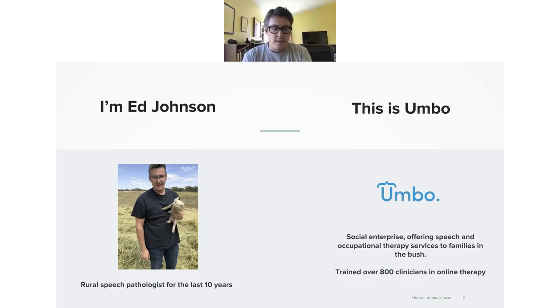So UMBO is a social enterprise, and at the moment we're providing occupational therapy and speech pathology to people of all ages, but we'll focus mainly, because of our example, on younger people and families today. I will talk a lot about rural stuff. It's not necessarily targeted at rural people. That's just my background.